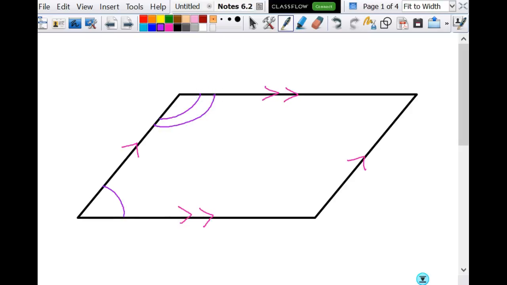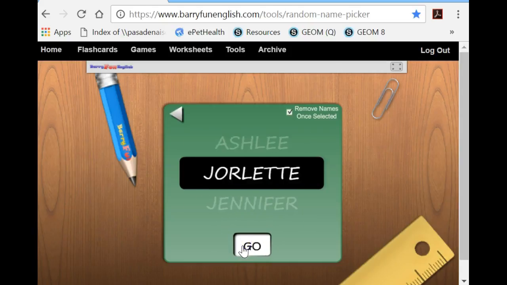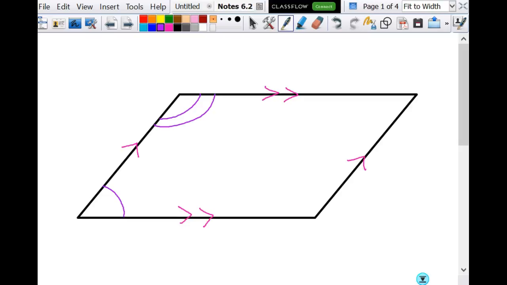And I want you to think again, without speaking, about these top two angles and what type of angle pair those would be. Savannah. Okay, so what type of angle pair would these two angles here be? What do you think? I also need your homework.